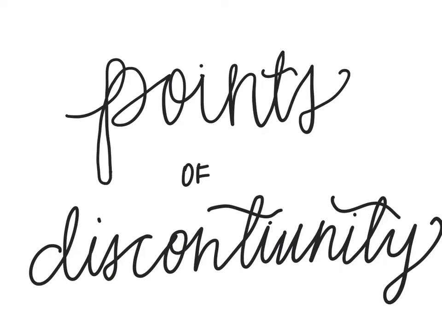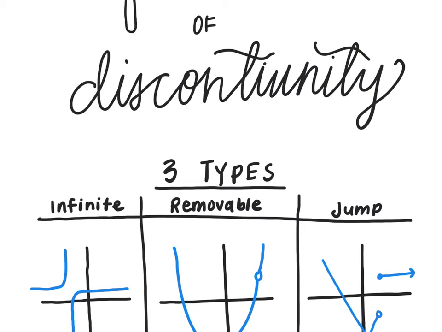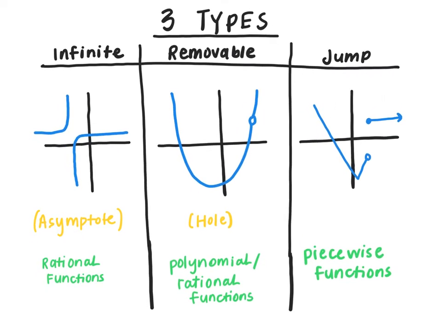Hey y'all, so this is our video about points of discontinuity. This is anywhere on the test or in the future that we ask you to identify where you have a hole or a vertical asymptote or jump discontinuity. So we have three types. Our first type is going to be infinite, second is removable, and third is jump.